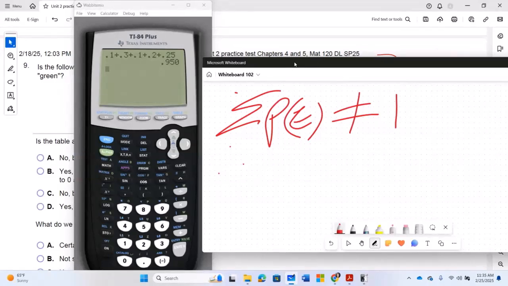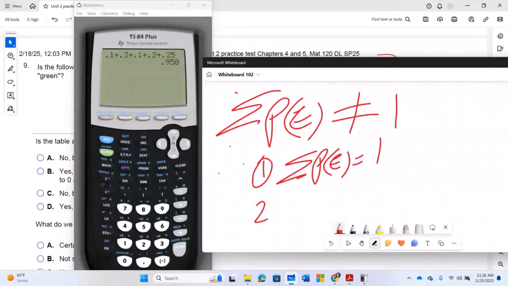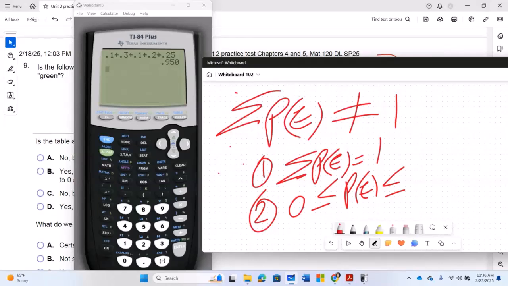And remember, there are two important rules of probability. The first one is the sum of all the probabilities must be equal to 1. And the second one is the probability of an event must be from 0 to 1 inclusive. In other words, I can use the number line from 0 to 1, where a probability of 0 is impossibility, and wherever it is 1 is certainty. Okay, so let's go back to that question.